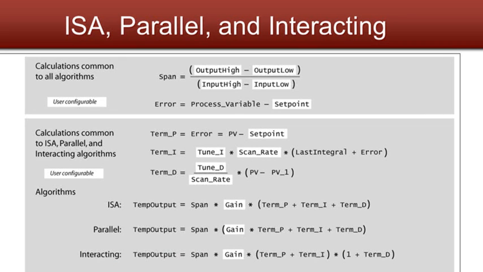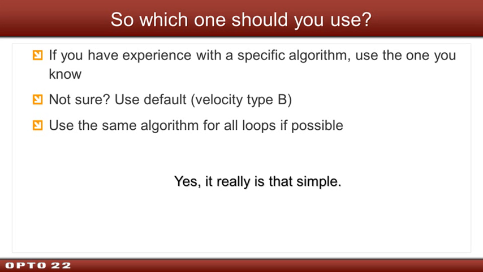So what does all this mean, and can we break this down any more and come up with some sort of hard and fast rule? Well, we can. It's relatively simple. If you have existing experience with a particular algorithm, then use the one that you know. If you haven't got any experience with the velocity, ISA, the parallel, or anything like that, then simply use the default, which is the velocity type B, where you will see a set point change, and build your experience on that velocity type B.